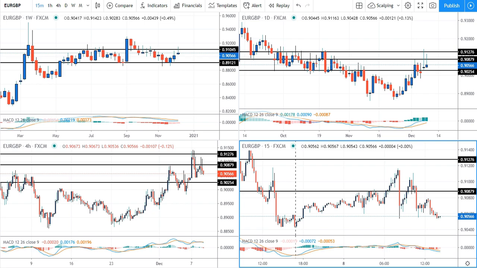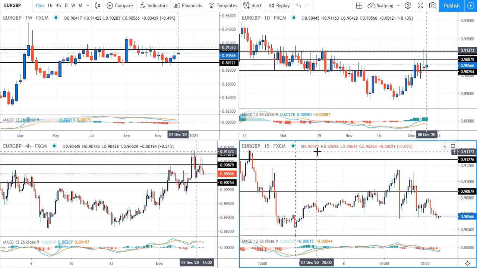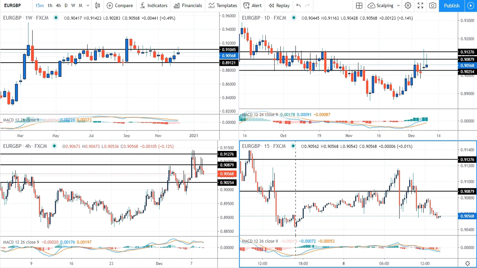This is the Euro British Pound pair. By the way, for our scalping service, I show these levels every single day to our members on 27 different currency pairs, as well as the dollar index. So we're always looking for trades, and I post that video to our members site every day.